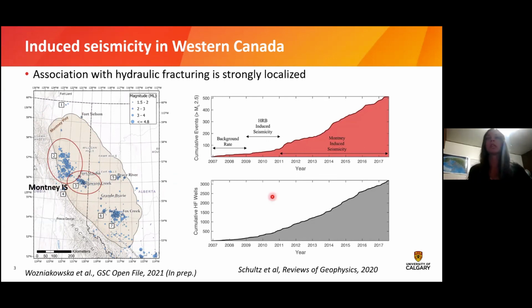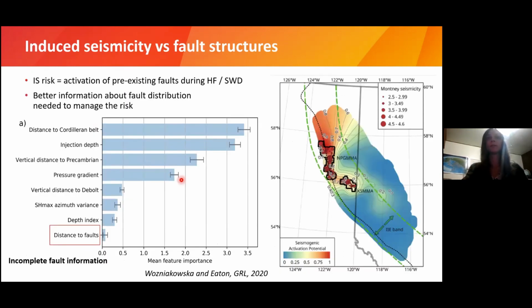Also, I wanted to indicate that indeed, the number of induced earthquakes skyrocketed since 2011, which corresponds to the increase in number of hydraulic fracturing wells from the Montney. The rest of the clusters that we can see in this map correlate with the development, for example, of the Duvernay Formation or saltwater disposal or enhanced oil recovery.